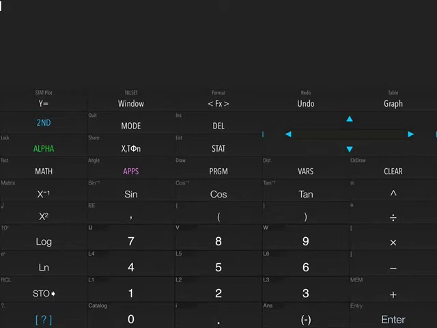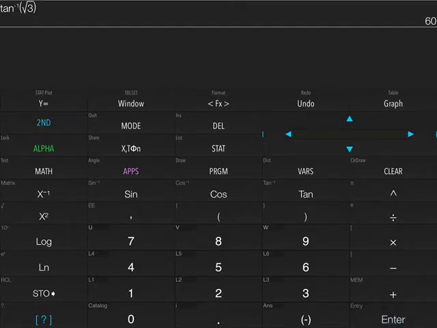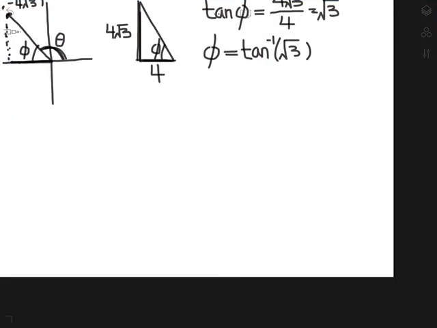So how do I calculate the inverse tangent of square root of 3? I'm going to use second tangent, which calls out the inverse function, then square root of 3. I want to find the angle measurement for square root of 3, which gives me the result of 60 degrees. So I know phi is going to be 60 degrees. But that's not the angle measurement we are looking for. What we are looking for is theta.